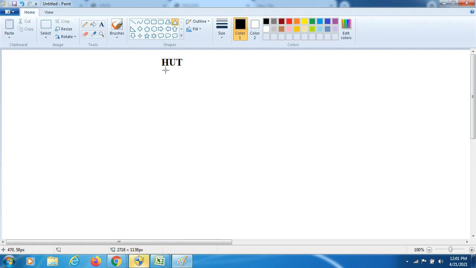H for her, H aapko kya sound deta hai? Her. U aapko sound deta hai, T aapko sound deta hai, T. See, when you are doing creative, you are revising your phonics sounds. Right? Okay, chalo, let's make a triangle first.